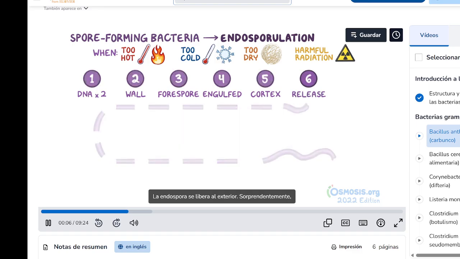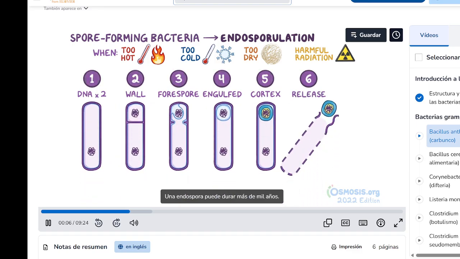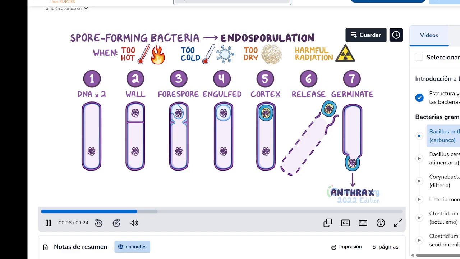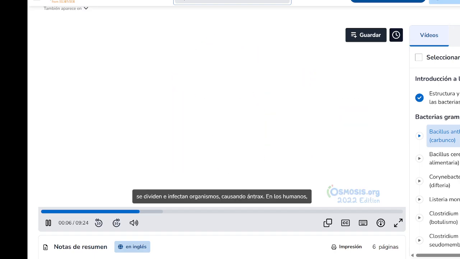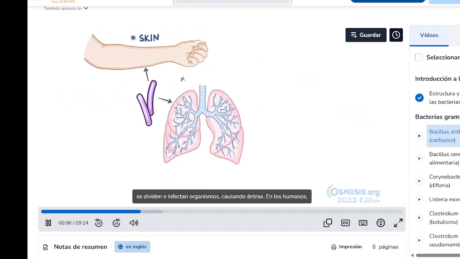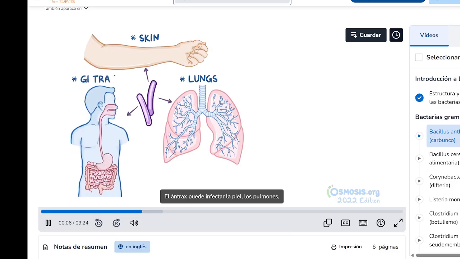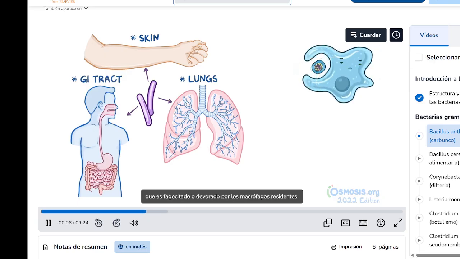Surprisingly, an endospore can last over 1,000 years out, waiting for favorable conditions to come, and then germinate into the bacterial or vegetative form, which can then grow, divide, and infect organisms, causing anthrax. In humans, anthrax can infect the skin, the lungs, or the gastrointestinal tract. In all cases, B. anthracis enters the body in the endospore form, which gets phagocytosed or eaten up by resident macrophages.